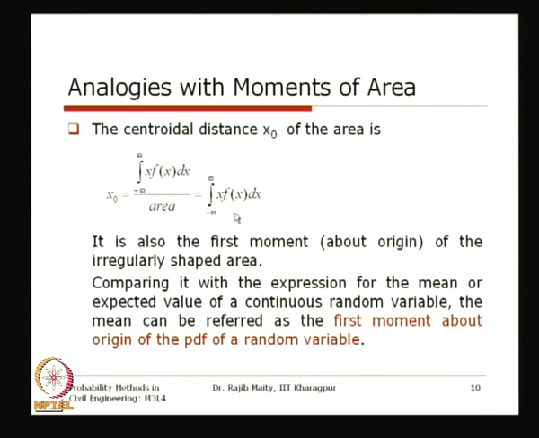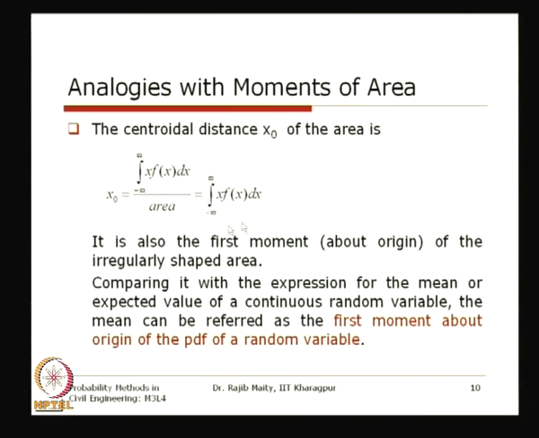So the centroidal distance from the origin is equal to the integral from minus infinity to plus infinity of x multiplied by f(x) dx. Now what is this again? This is nothing but the expectation of x. The way we define the expectation of x is x multiplied by f(x) dx. So the centroidal distance of this area from the origin is nothing but its mean, the distance from the origin to this point.